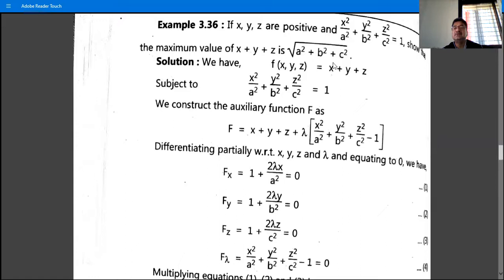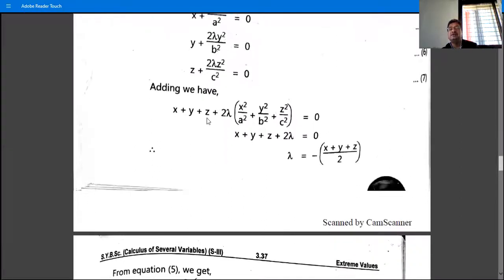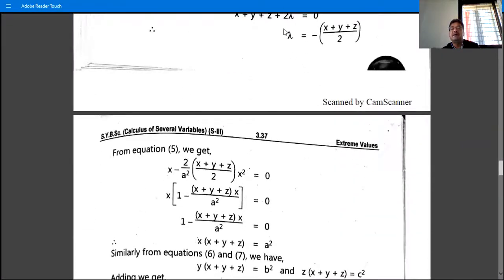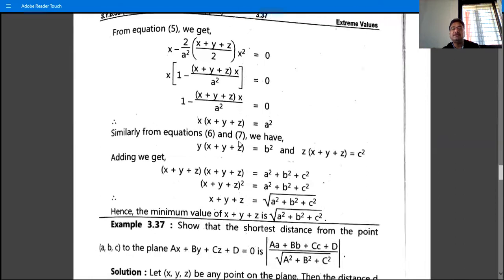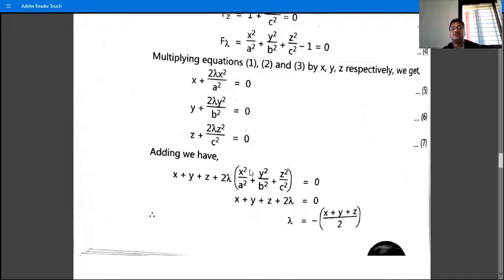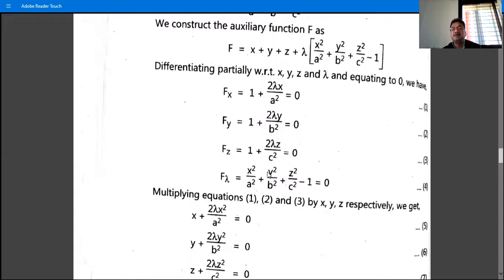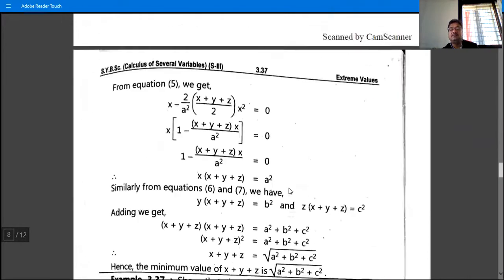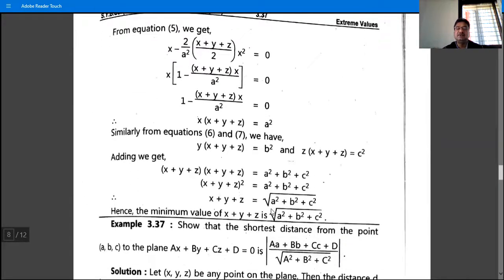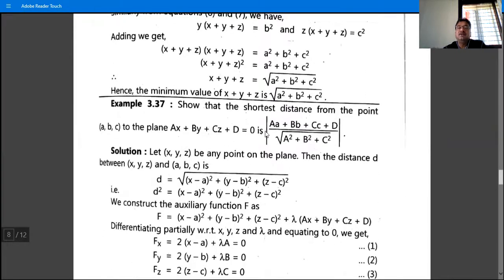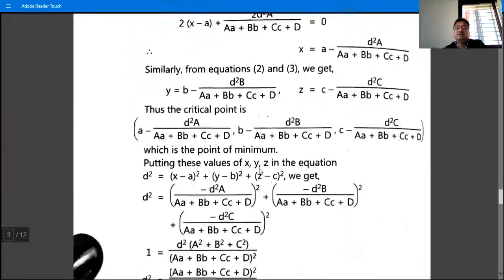This is the shortcut to find the minimum value of x plus y plus z. Or the other procedure is what? By substituting lambda in equations 5, 6, 7, we get x is a square by x plus y plus z, and similarly y and z, and then by using the condition number 6, we have the value of x plus y plus z equal to this. This problem is already discussed.